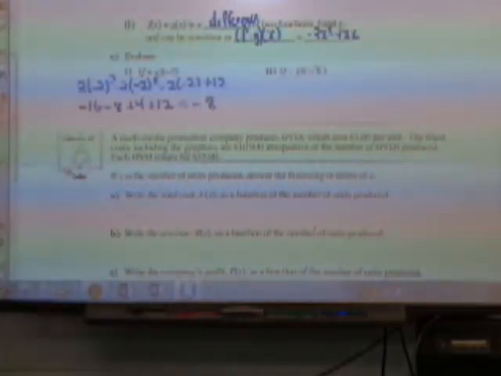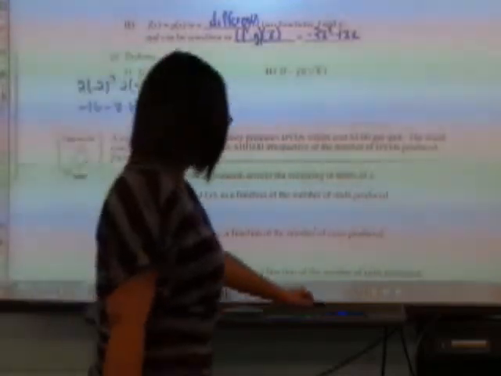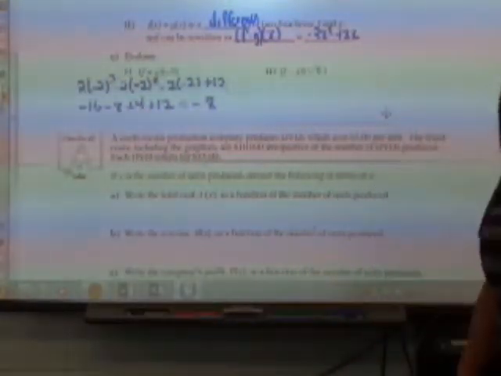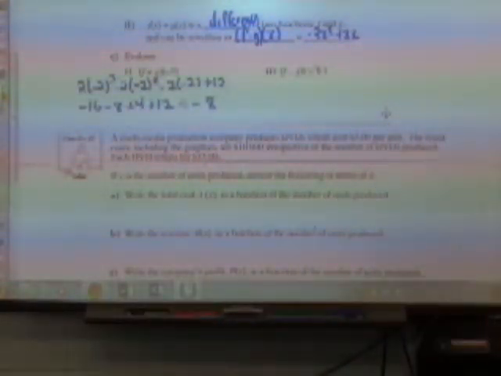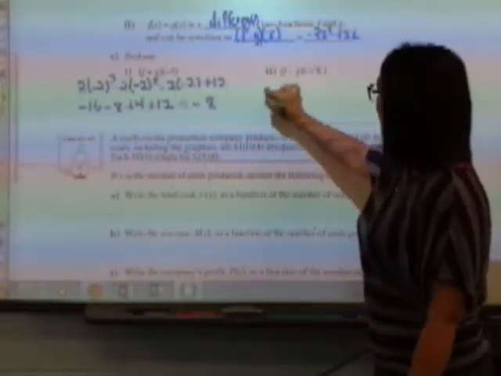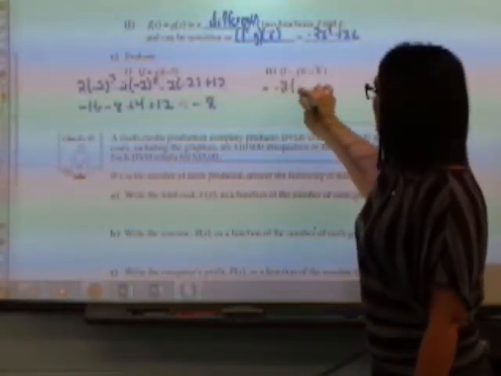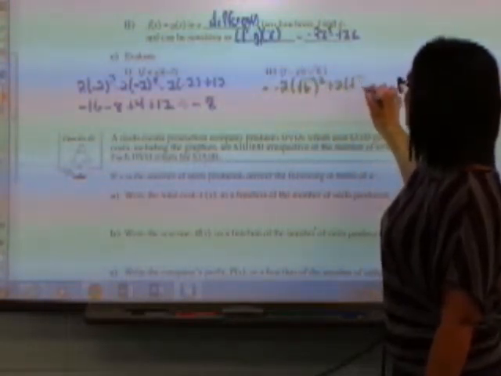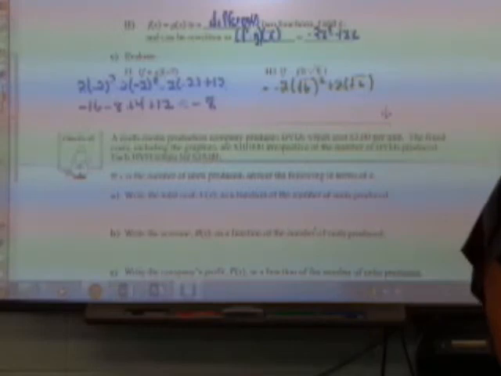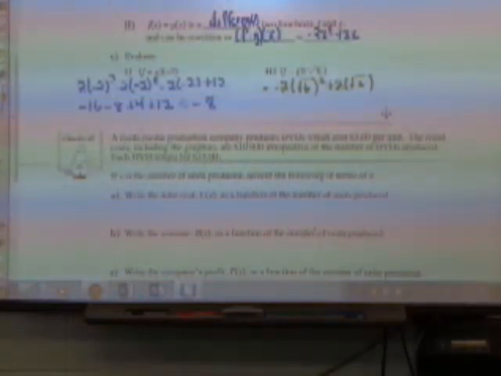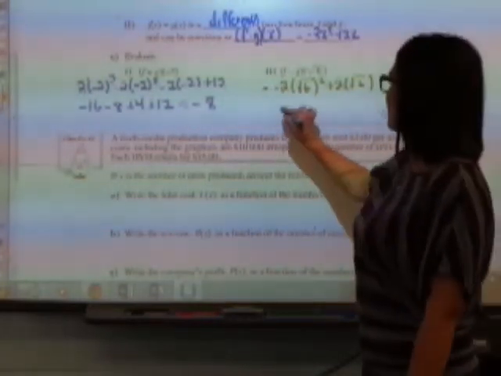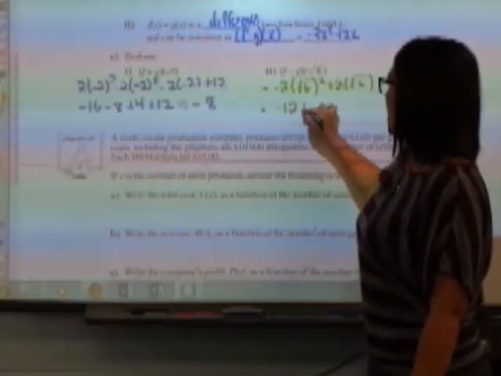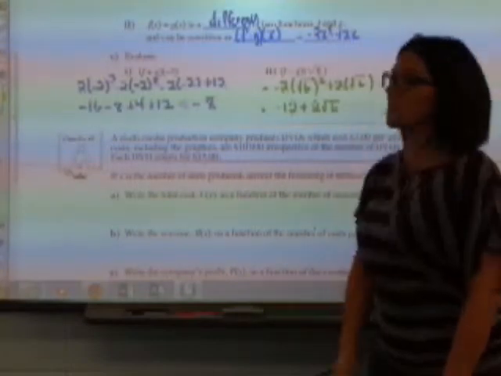I saw somebody nodding. So I heard something and then I saw nodding. I'm like, I don't know. And then if I have f minus g of the square root of 6, so this would be negative root 6 squared plus 2 times root 6. So what is root 6 squared? 6. And what's 6 times negative 2? So I get negative 12 plus 2 root 6.